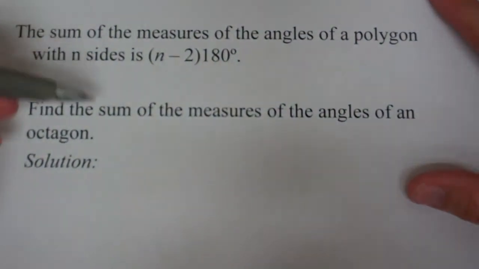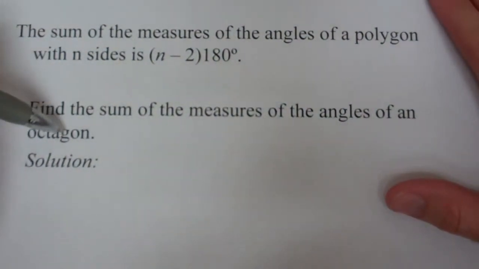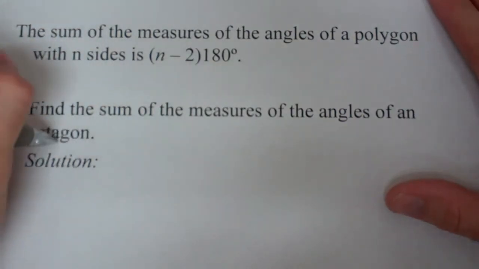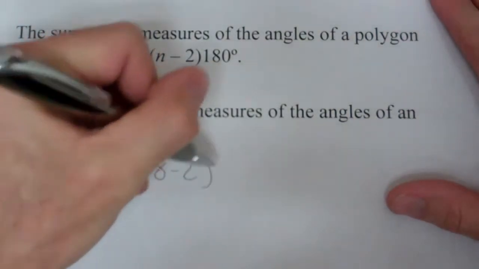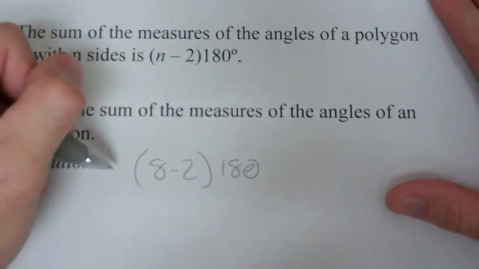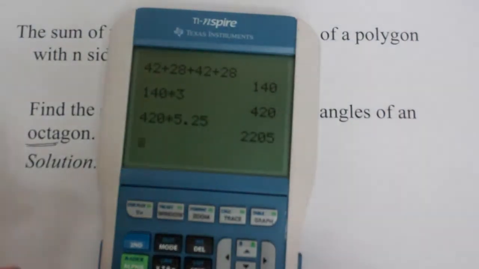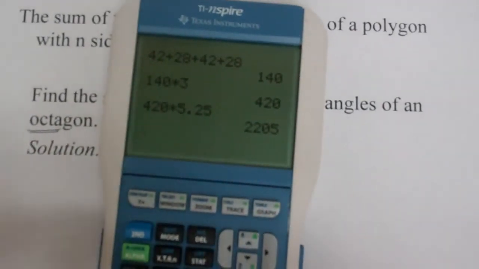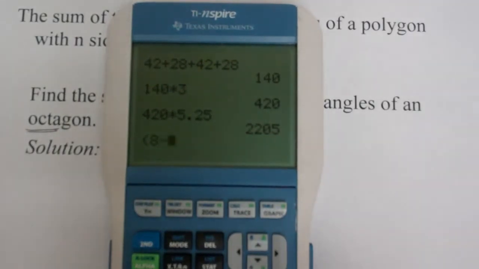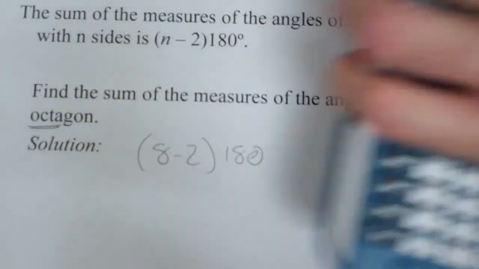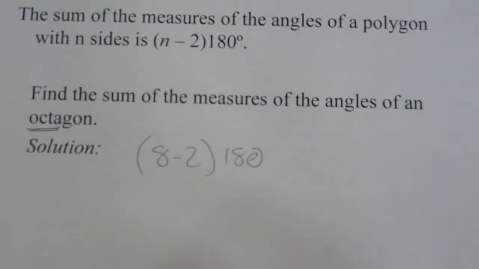So now, if I want to find the sum of the measures of the angles in an octagon, well, octo means 8, so my n is 8 here. And so, actually, I can just put this straight into my calculator, right? Whoop, I knocked my camera over. All right, so parenthesis 8 minus 2, right, times 180, and I'm going to have 1080 is my total there.